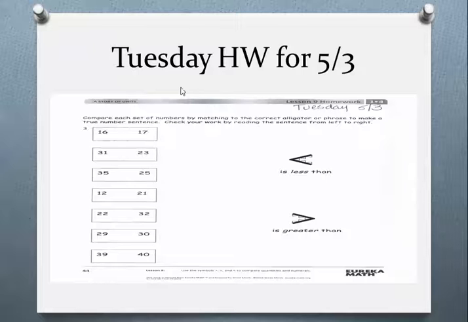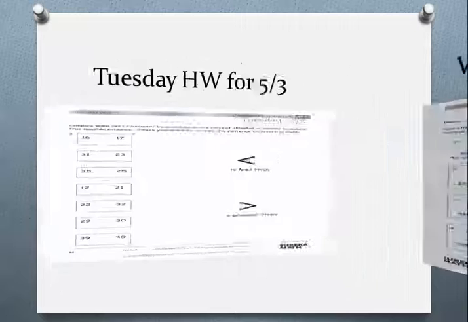Then question 3 for Tuesday's homework, you will have to find out if 16 is less than or greater than 17. We all know that 16 is less than 17. Therefore, you have to draw a line from this box to less than. So 31 is greater than 23. Therefore, you draw a line from here to this alligator mouth to show that it is greater than.